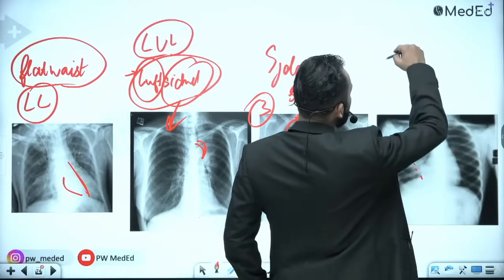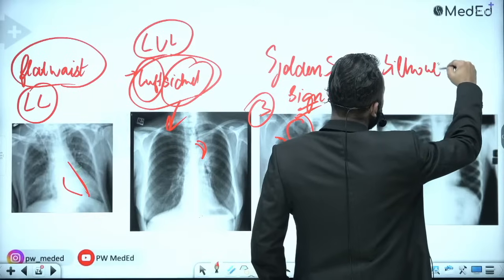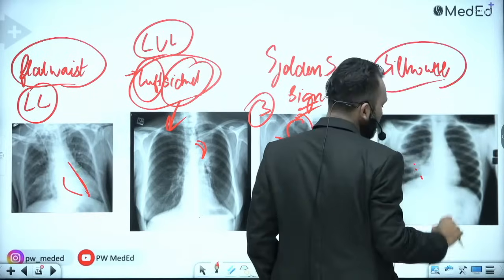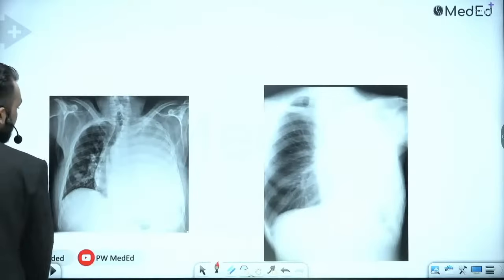This is your silhouette sign seen in right middle lobe consolidation / collapse, right? So these are few named signs that you should know.